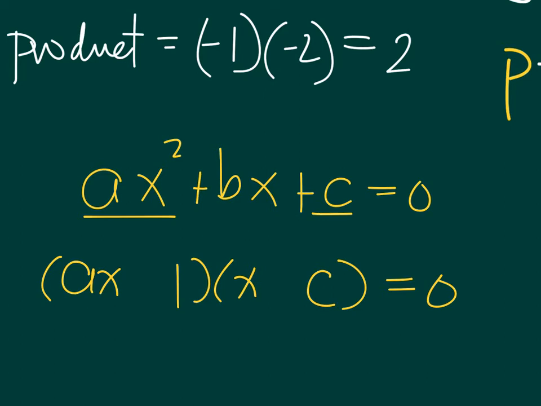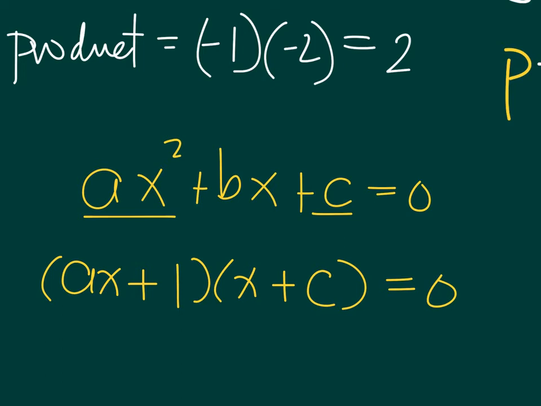It's correct. Ax times x is ax squared. 1 times c is equal to c. Now, to make it easier for me to work with these variables, the constants, let's set the operation to be plus. C could be negative, but we set the operation to be plus.